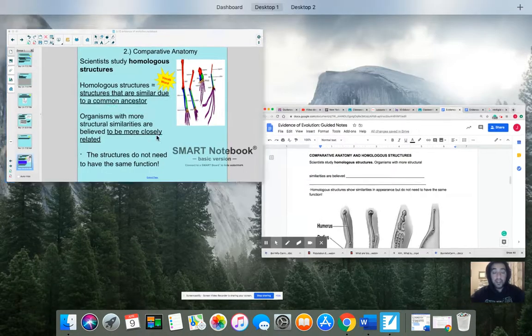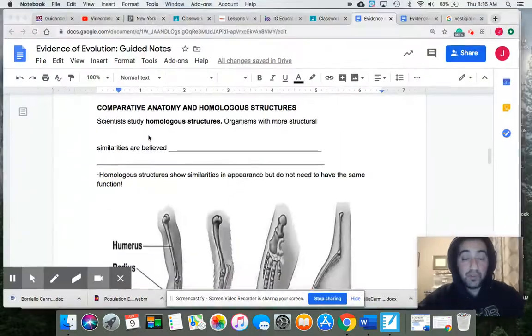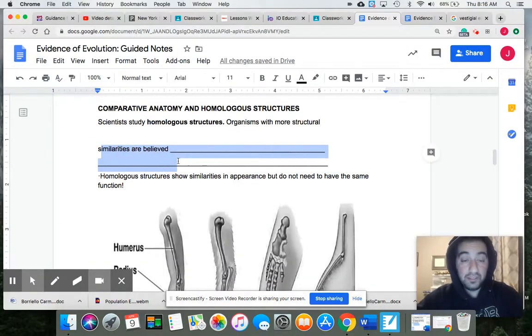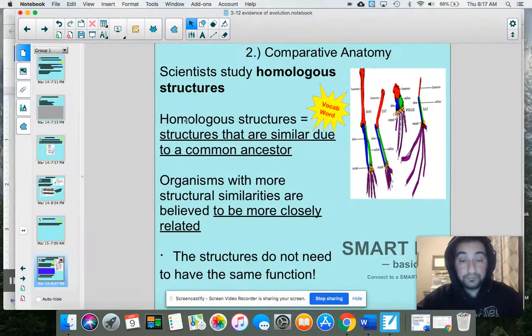All right, so in your guided notes, you are going to copy that down. Similarities are believed... structures that are similar due to a common ancestor. So you can press pause and fill in your guided notes now.